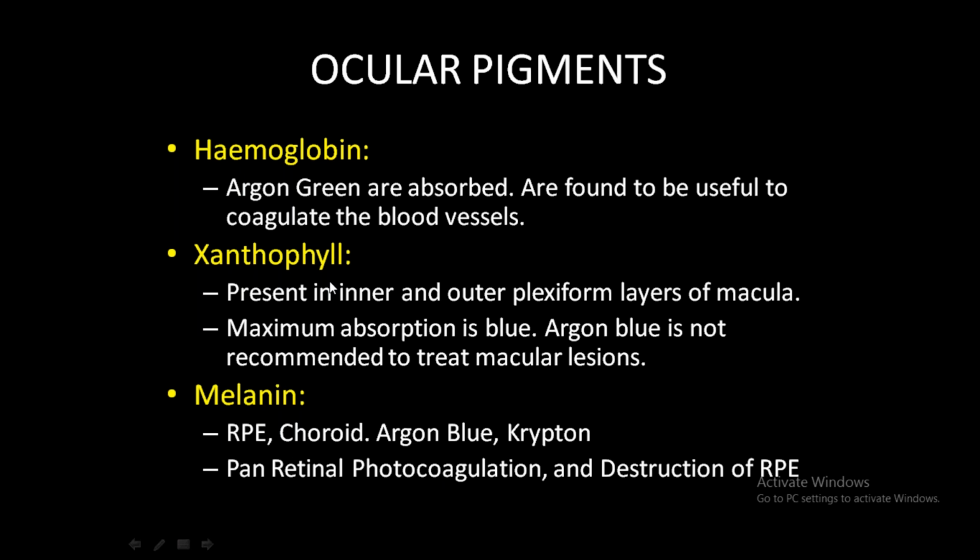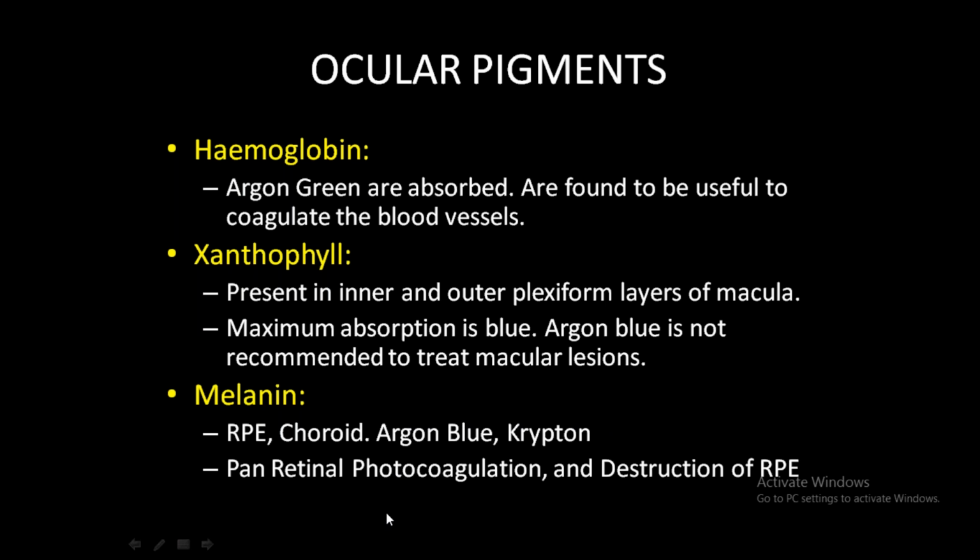So hemoglobin, xanthophyll, melanin: these three are the pigments which absorb light. The effect is maximum when you apply green laser on hemoglobin. Where is hemoglobin present? In the blood vessels. So whenever there is leakage in blood vessels, as in diabetic retinopathy, argon green laser is quite effective. Xanthophyll pigment is present in the inner and outer plexiform layers of the macula, and it absorbs maximum blue. So if the lesion is in the macula, blue laser is more effective. Melanin is black in color, so in the RPE and choroid, argon and krypton are more effective.